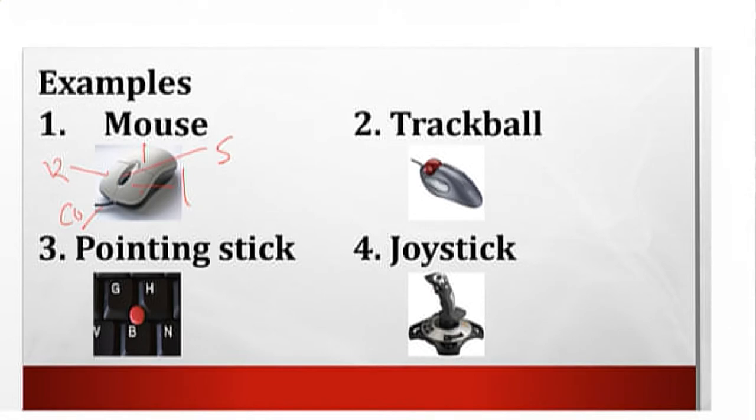We also have our trackball here. Our trackball, as you are seeing on the screen, also controls the mouse pointer. Then we have a pointing stick, the red leather in between the keys on the keyboard. As you move this red leather on the keys, it also controls the cursor. Then we have our joystick for our gamers, those who love to play games. The joystick will also help to control the cursor.